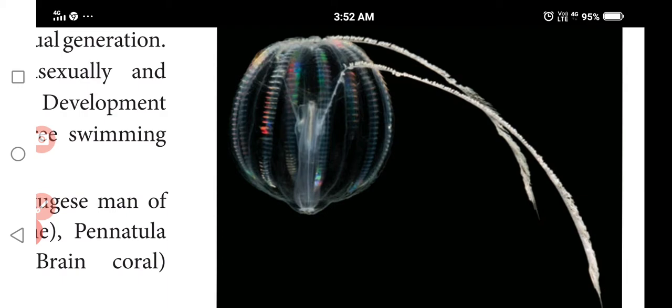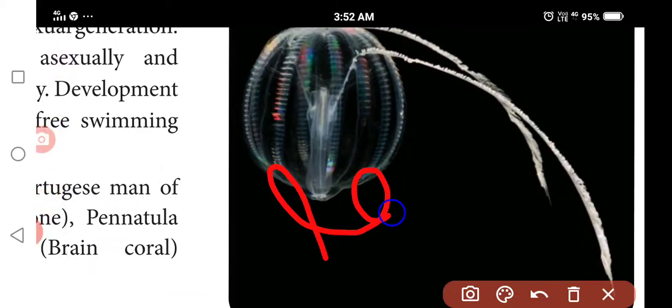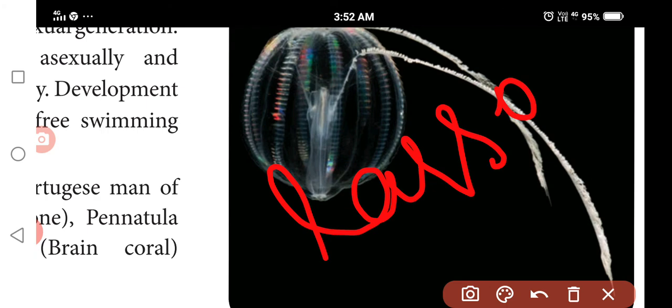They are commonly called comb jellies. Bioluminescence is present, meaning the ability of living organisms to emit light. Bioluminescence is a special character of Ctenophora. They do not have nematocysts, but special cells called lasso cells are present, which help in food capture. Digestion is both extracellular and intracellular.